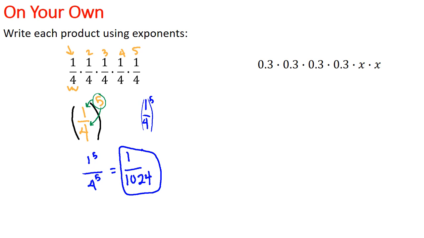Okay, so now as we look at this next problem over here, we can see that for our first number, our base is going to be a 0.3. And that happened 1, 2, 3, 4 times. So as we do that, that'll be 0.3 raised to the 4th power. And then as we see, our next base is going to be x, and that happened 1, 2 times, so it'll be times by x to the 2nd power.